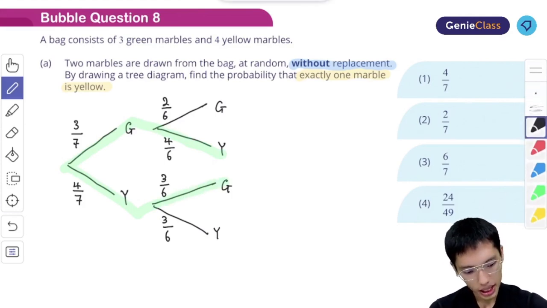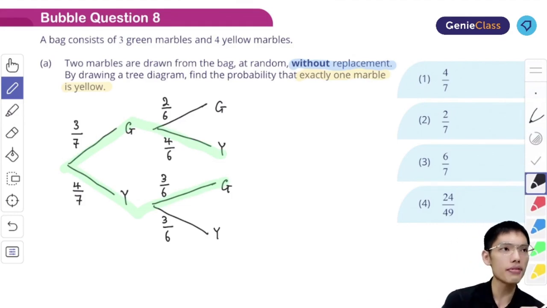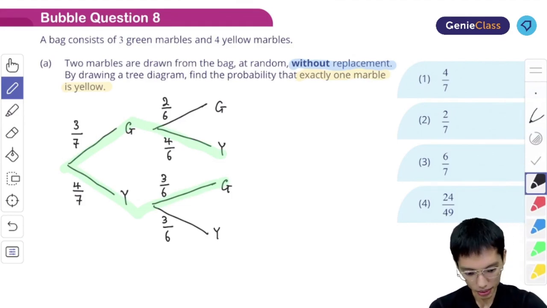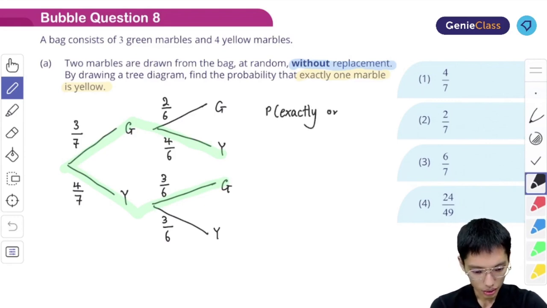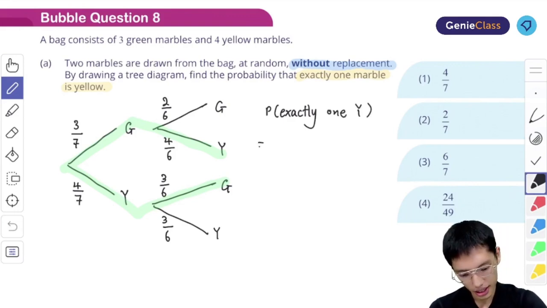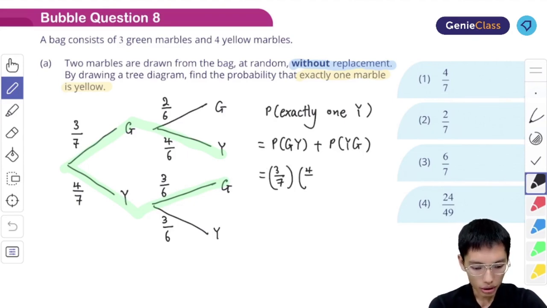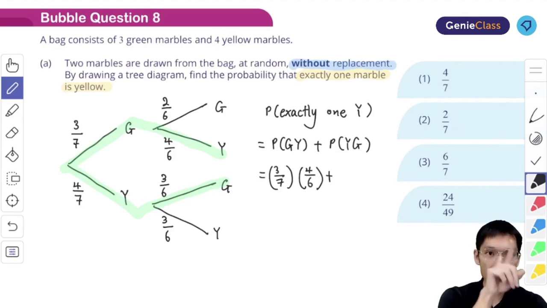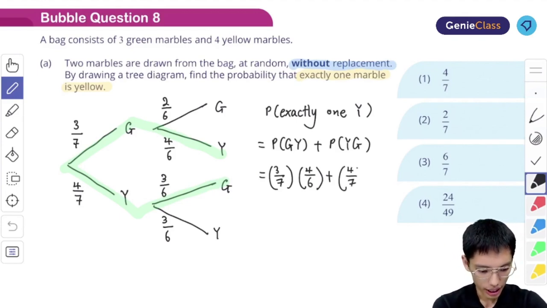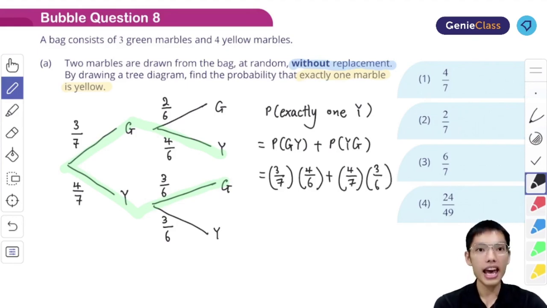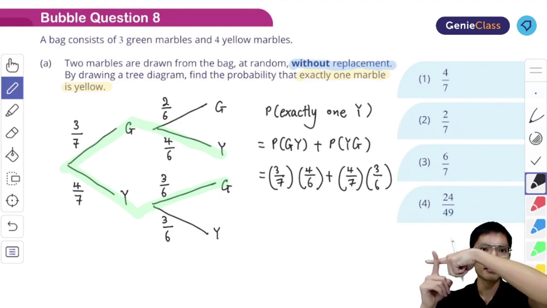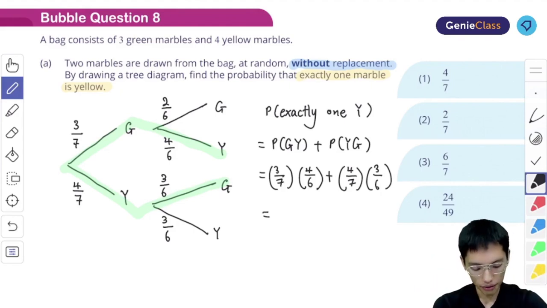Exactly 1 yellow. Okay, so that's where some of you may have missed out one event, or in this case, did it with replacement. So without replacement, take note. Exactly 1 yellow, in this case, is green, yellow, or yellow, green. All you need to do next is plug in the numbers: 3 over 7 multiplied by 4 over 6, because it's green, yellow, and, or yellow and green. So remember the keywords: and is to multiply, or is to add. Add this in, and that's where we have 4 over 7.